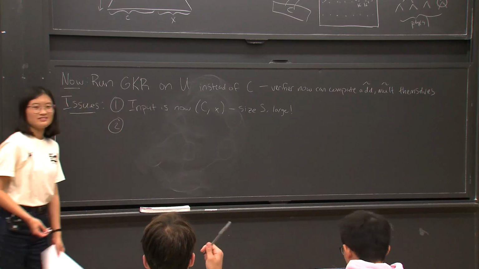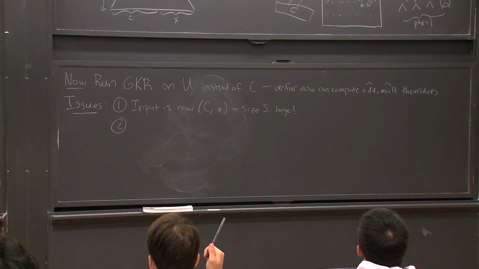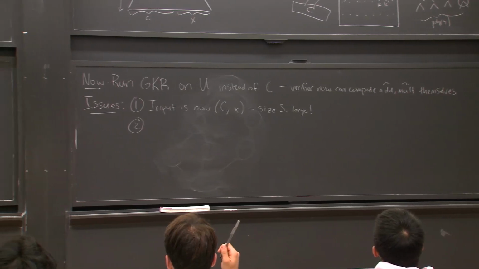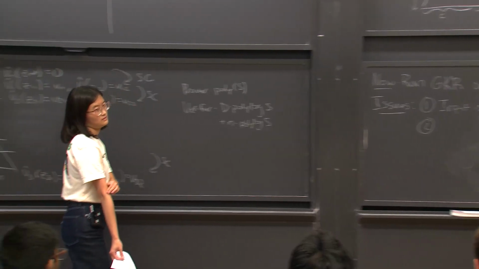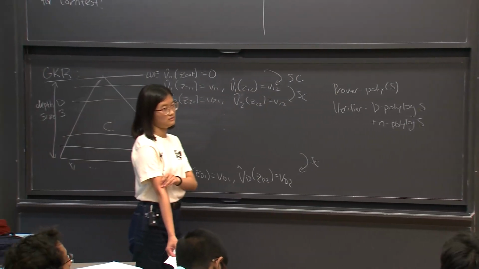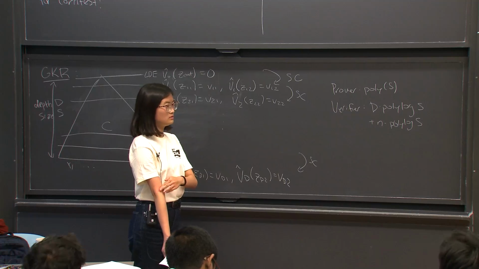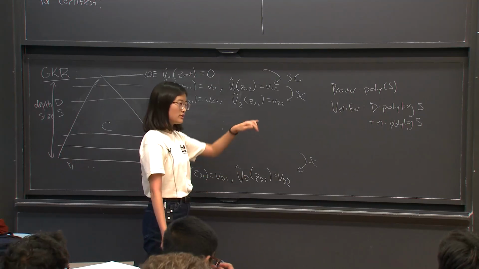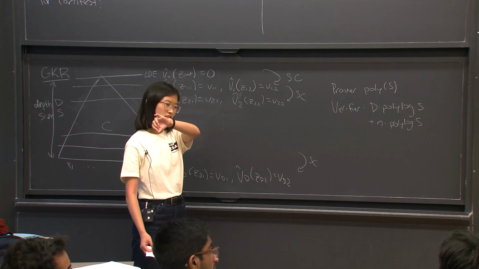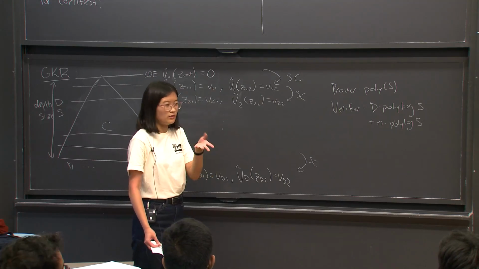Any other issues? Sorry, in the GKR protocol, do I only need to compute a couple of bits in the input layer, or do I need to compute the entire input layer? You need to read it all, because you're going to look at the input layer and then compute something in the low degree extension. The only way you can do that is if you know everything in the encoding.